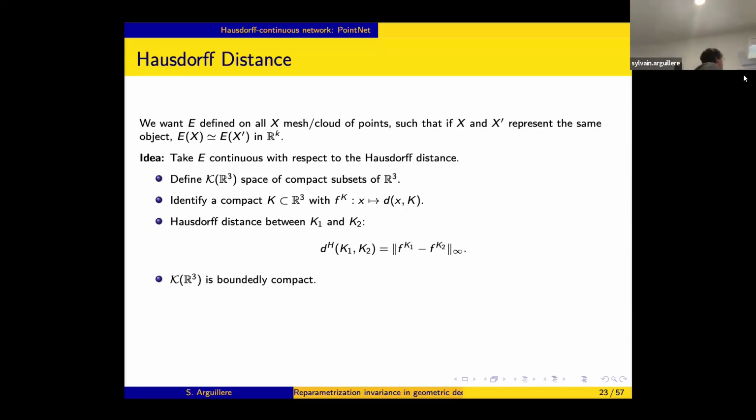Okay, but basically what you can see is that if you take a cloud of points that really represents, that is almost dense inside the compact, then the distance between the cloud of points and the compact is almost zero, and so it's a distance that's appropriate for what we want to do.